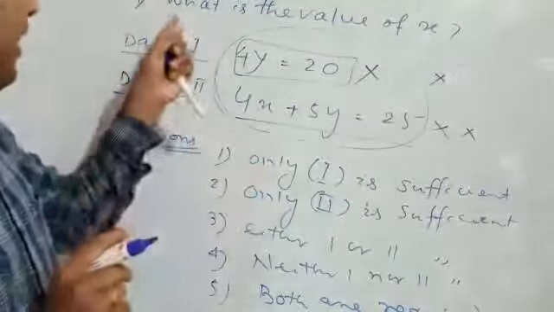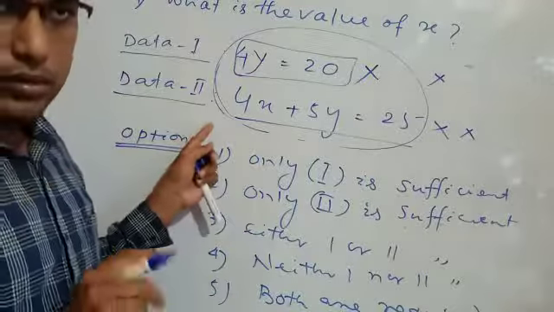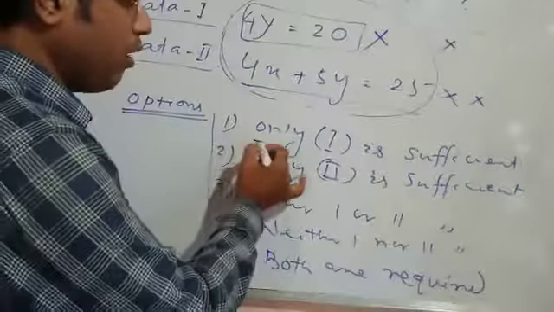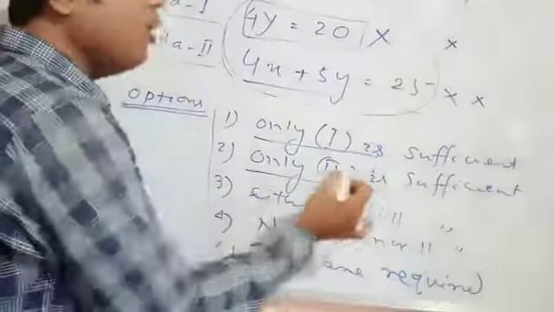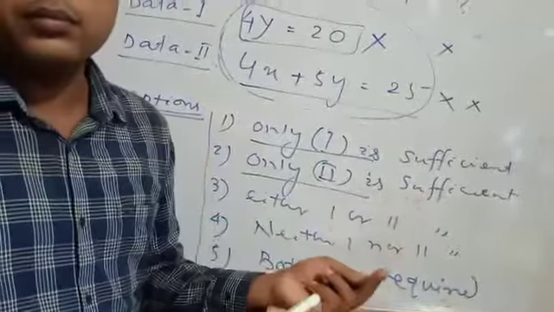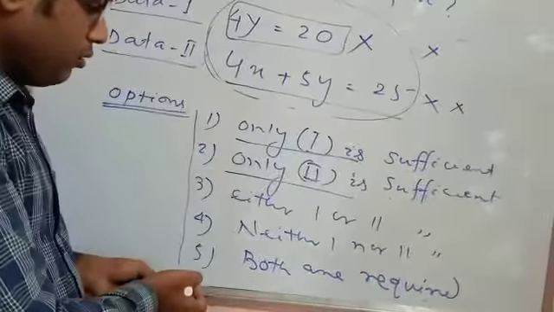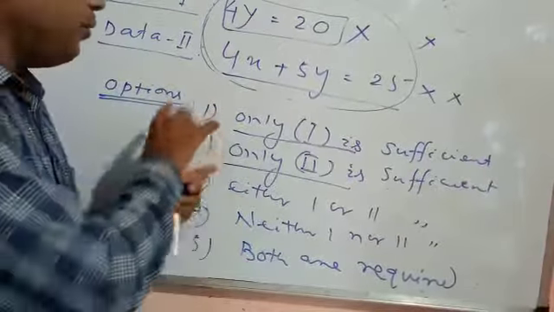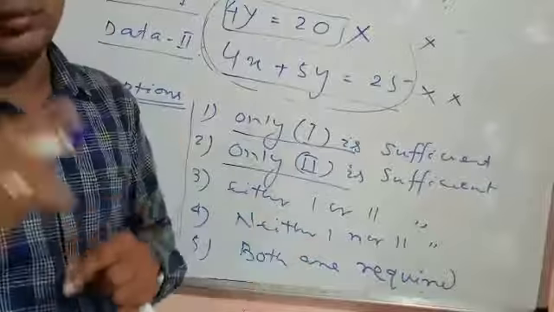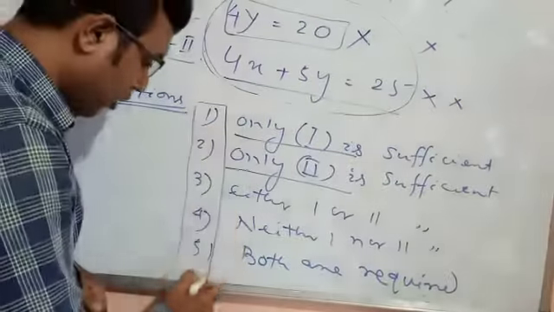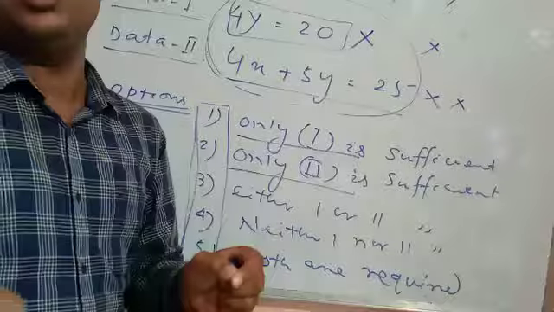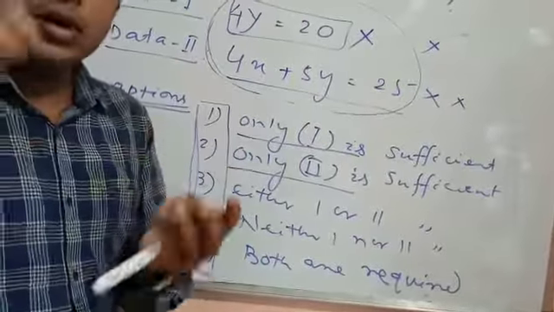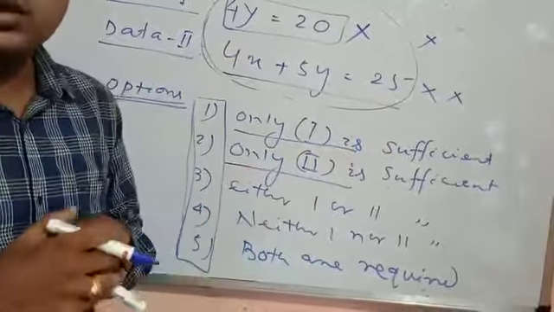Now write your question. This question is very important. This is your first example, and write all the options. Option 1, only 1 is sufficient. Option 2, only 2 is sufficient. The order may vary from paper to paper, but my order is this one: 3 means either or, 4 means neither nor, 5 means both are required. Write in this order. But when you solve any question, you should follow the order of the options according to the book or the paper.